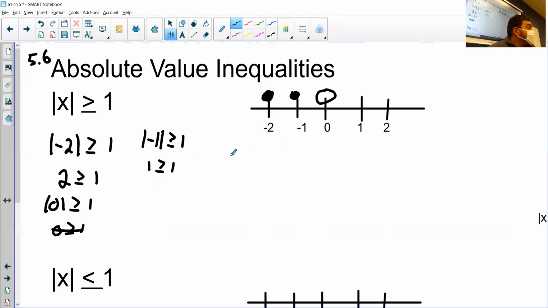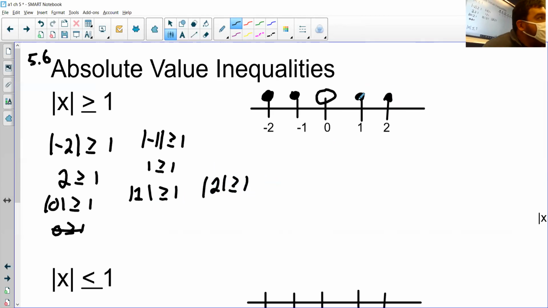Next one. Greg, you ready? I'm going to plug in 1. The absolute value of 1 is greater than or equal to 1. Is that going to be true or not true? So is it true? Good. So I'll put a solid circle here. And then I'm going to put in 2. Absolute value 2 is greater than or equal to 1. Is that true? True. So I'm going to put a dark circle here.